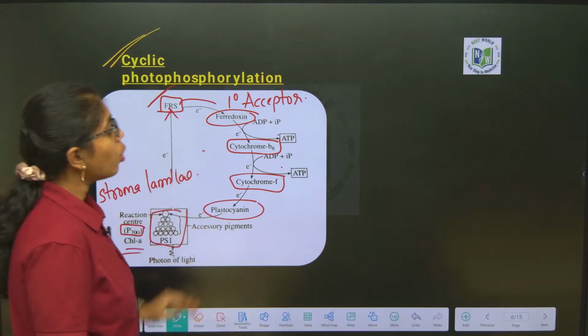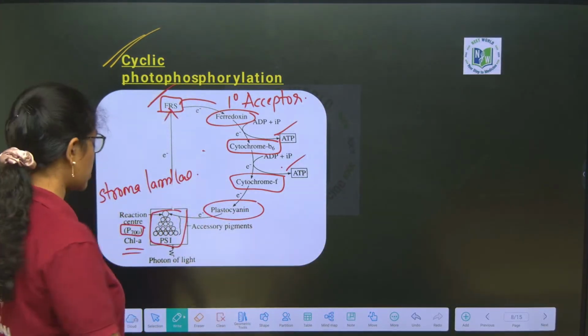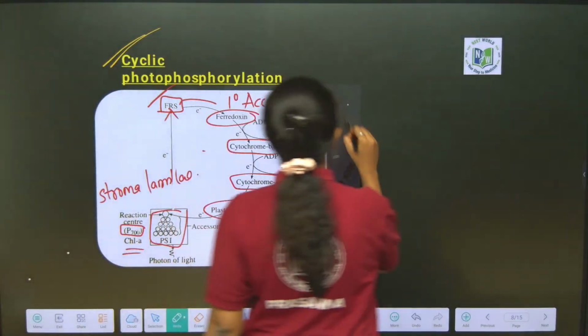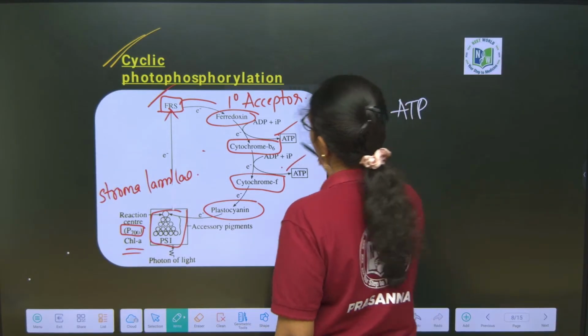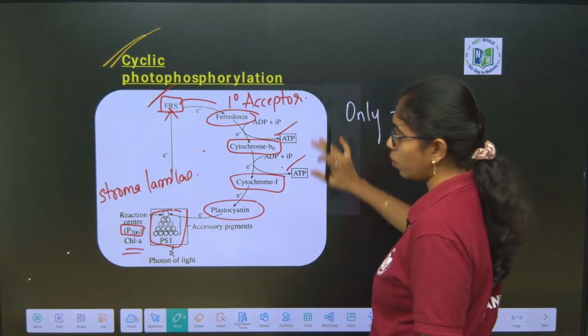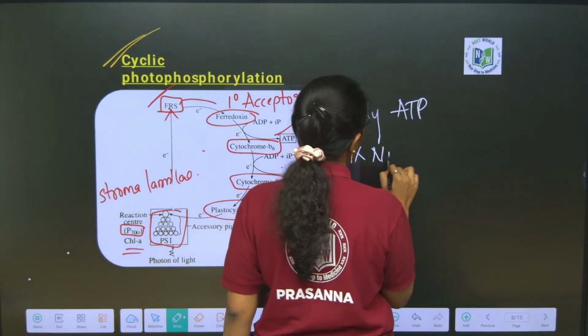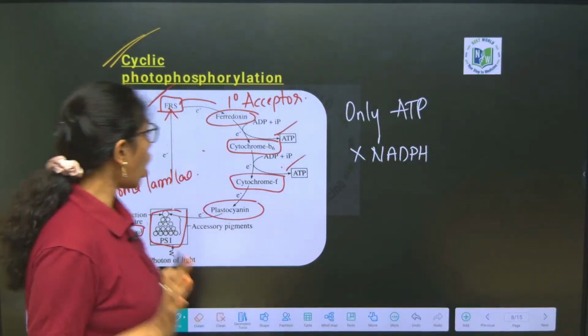So here only ATP is formed. Only ATP formation takes place. There is no NADPH formation. Only ATP is formed in cyclic photophosphorylation. There is no NADPH that is formed over here. No NADPH formation occurs here.